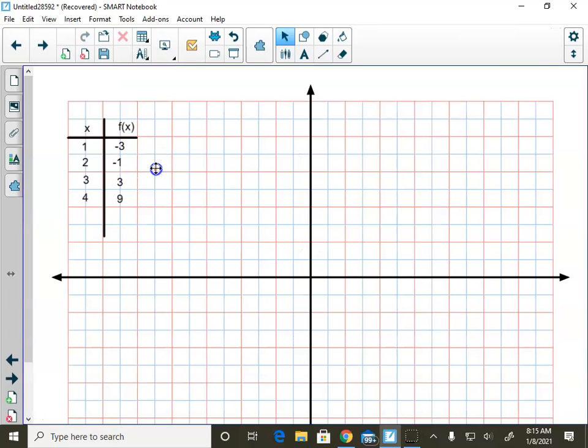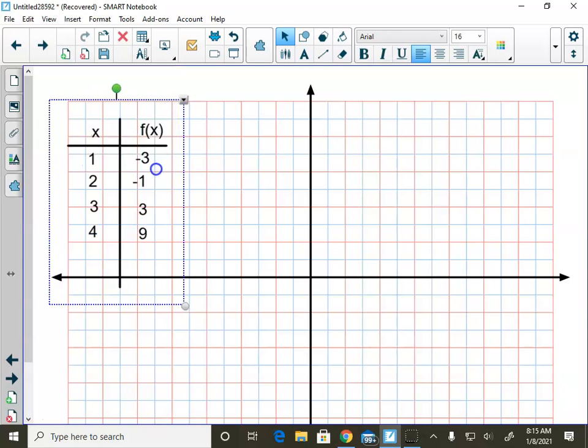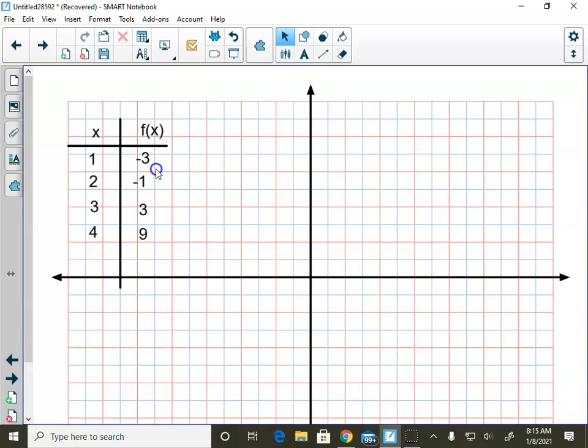Okay, so here's our first example of a function. Now, in order to identify if it's a linear function, I'm just going to make this a little bit bigger. In order to identify if it's a linear function, we have to make sure that the change in the x values is the same, and the change in the y values is the same. Now, the change in the y values, or the f of x values, doesn't have to be the same as the change in the x, but the change in the y's has to be consistent, just like the change in the x is consistent.